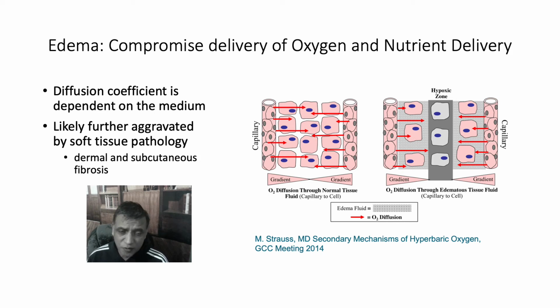But Fick's law of diffusion also tells us the other thing, that the medium of diffusion matters. In healthy tissues, the diffusion coefficient is not compromised. But in chronic, fibrotic, scarred, woody tissues, the diffusion of oxygen and other nutrients may be further compromised, further compromising the delivery of nutrients to the cells, leading to chronic non-healing of wounds.